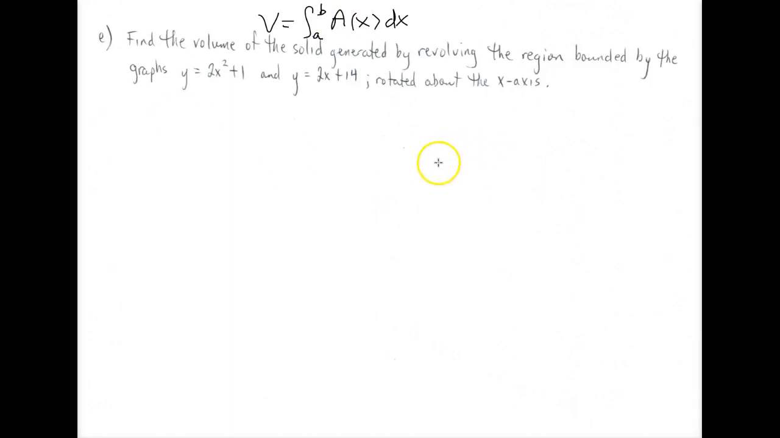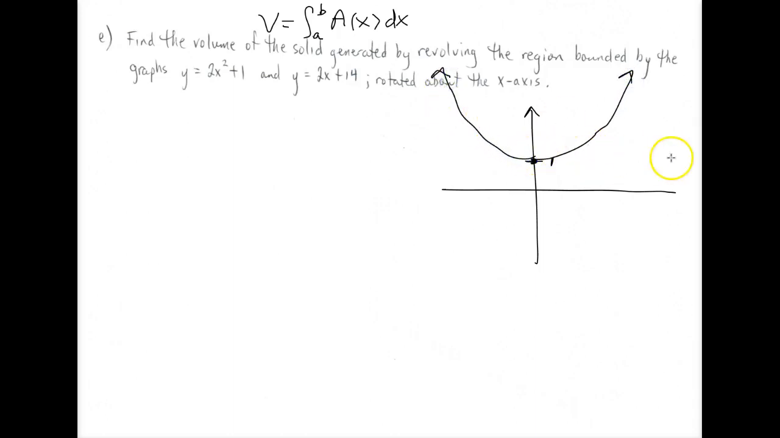All right, so first thing we need to do is kind of figure out what's going on. So we're going to sketch a graph of these two curves and see what area is actually bounded in between the two. So let's draw a graph, and we know that 2x squared plus 1, that's a parabola. So we'll come here, and that will look something like this. And the line 2x plus 14 is a line with a positive slope.